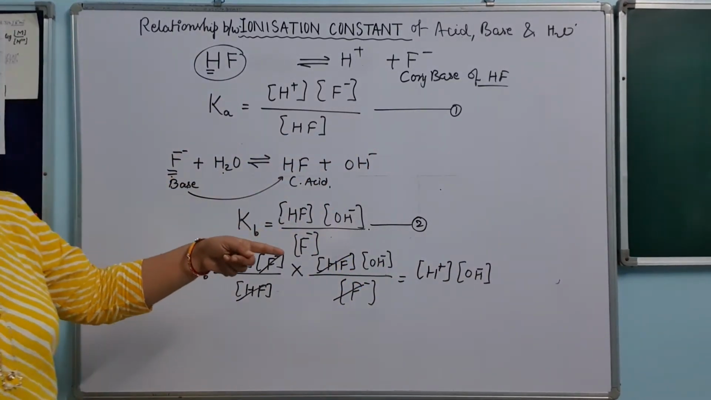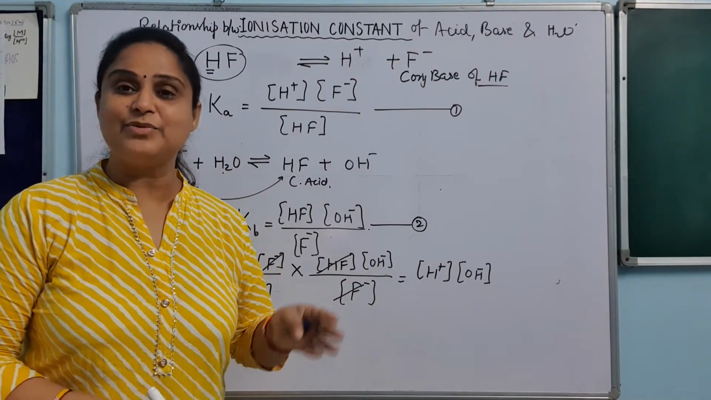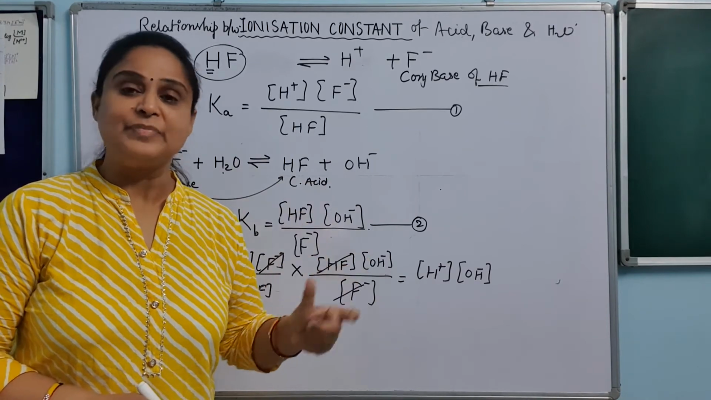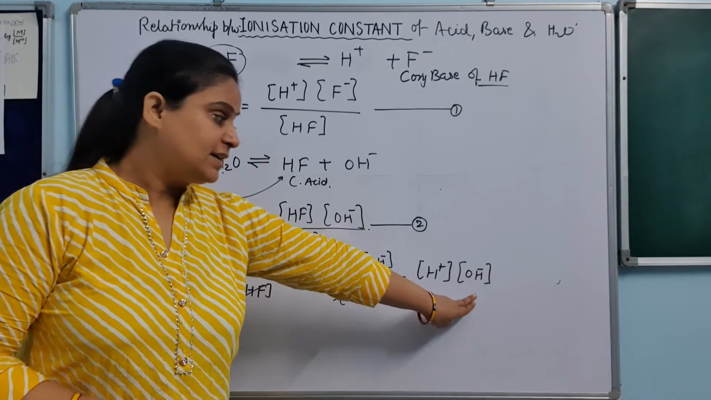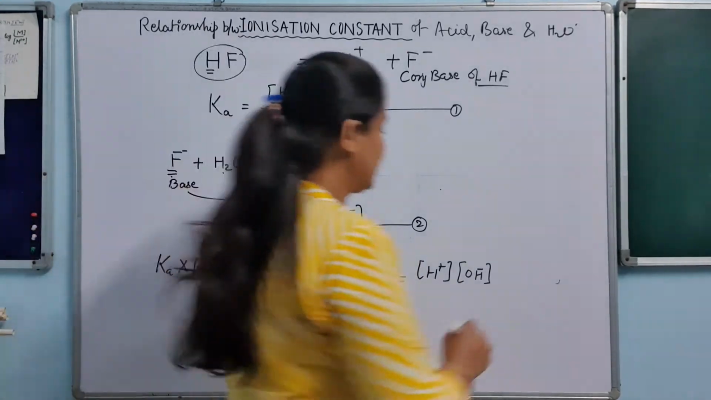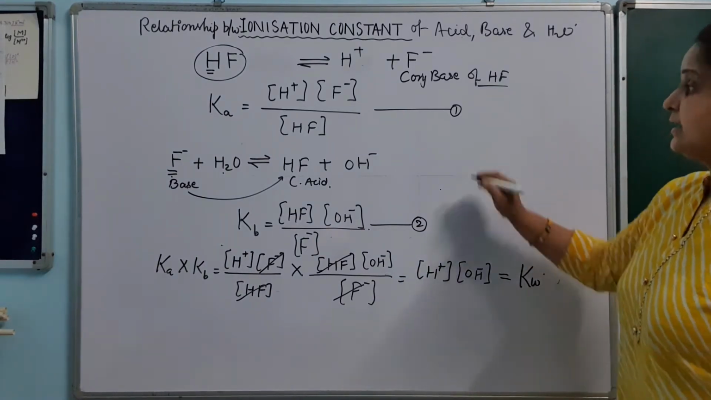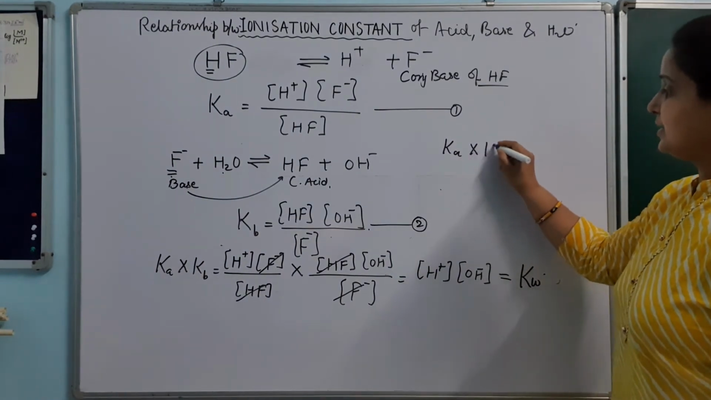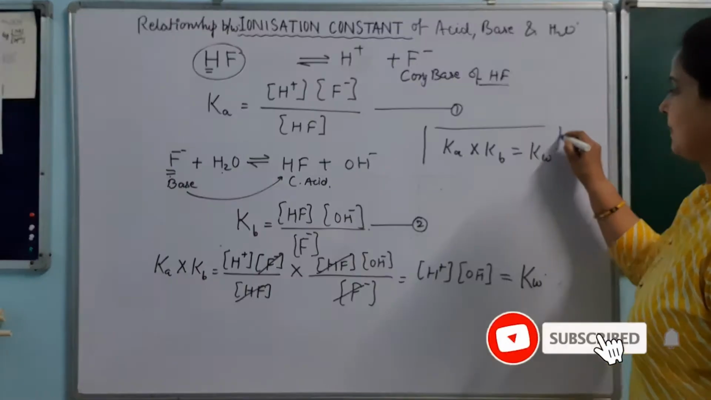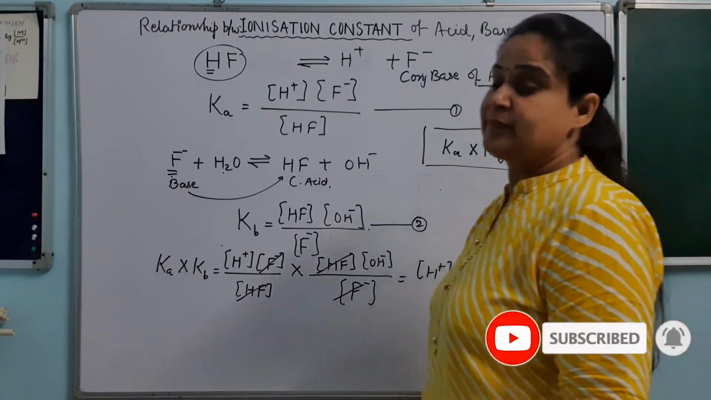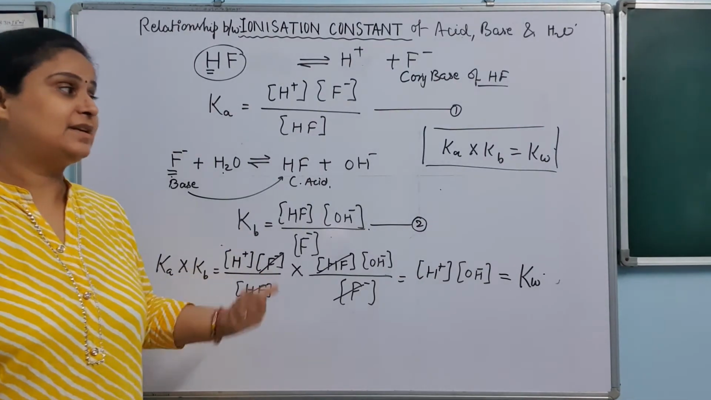So what is H plus ion and OH minus ion concentration called? Kw. So already I have told you that Kw is ionic product of water. We have gone through this already in the last video. Okay, so this is H plus ion and OH minus ion, which I can replace by Kw. Now it's done. Ka and Kb are related with Kw as this. Isn't it easy? So this is what the relationship between Ka and Kb with Kw.